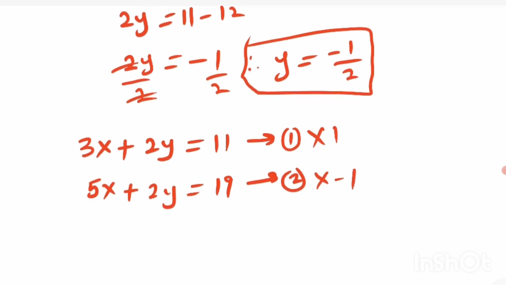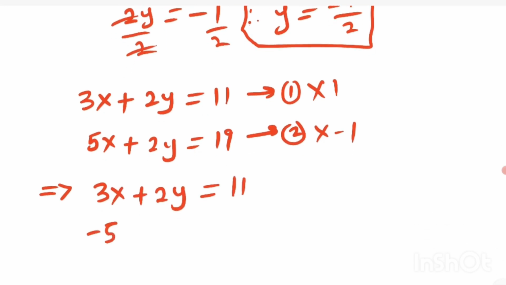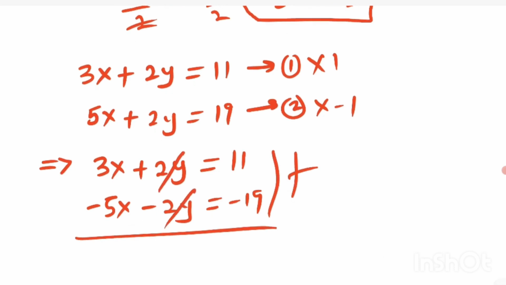So if you multiply by 1, we have 3x plus 2y equal to 11. There will be minus 5x minus 2y equal to minus 19. Let's add the two equations together. Then this cancels this. Of 3x plus minus 5x equal to 11 plus minus 19.